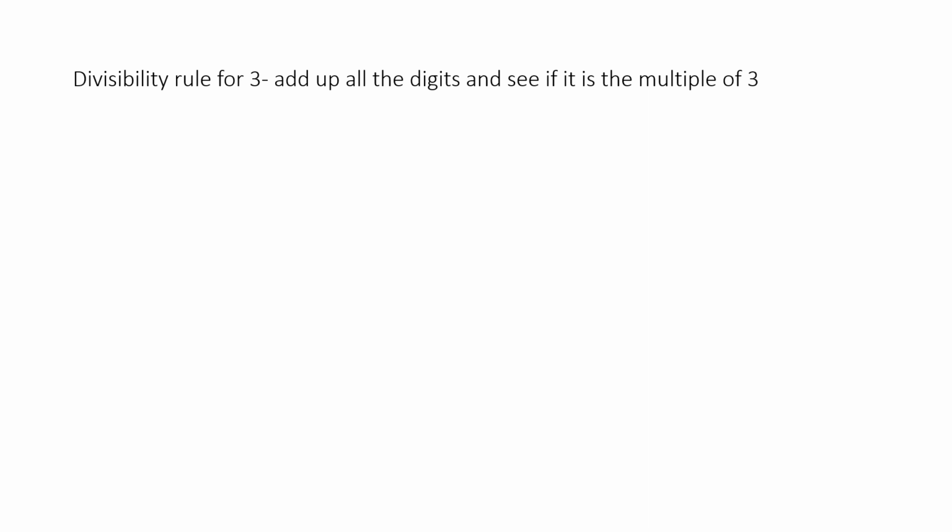The divisibility rule for 3. Add up all the digits and see if it is a multiple of 3. So let's do 7, 1, 3. So 7 plus 1 is 8, and then 8 plus 3 is 11. So 11 is not a multiple of 3, so this is not divisible by 3.